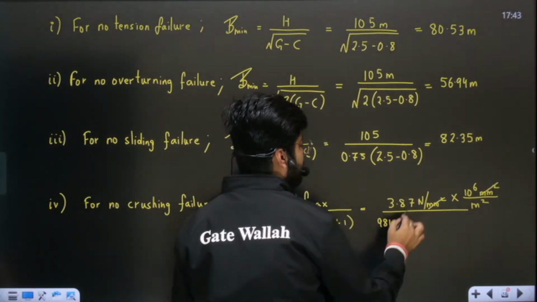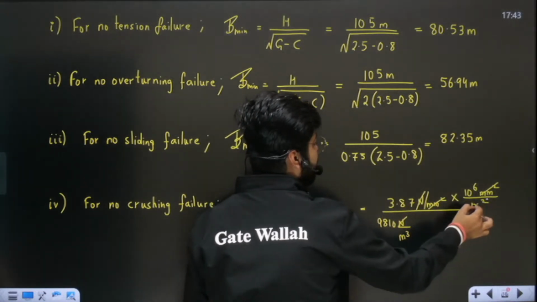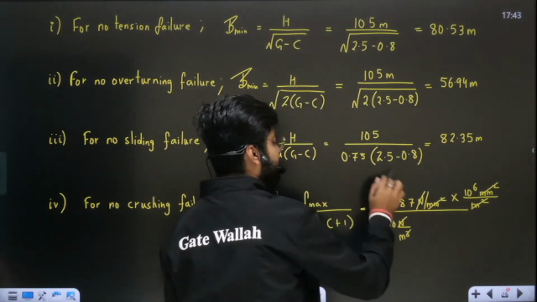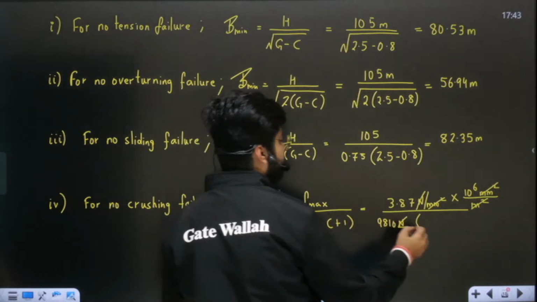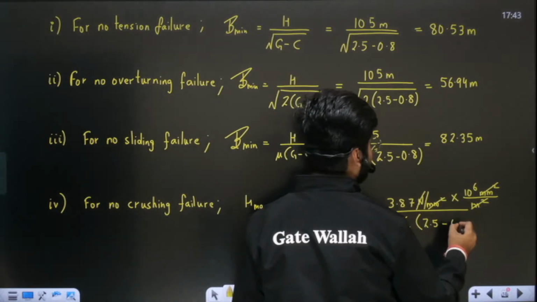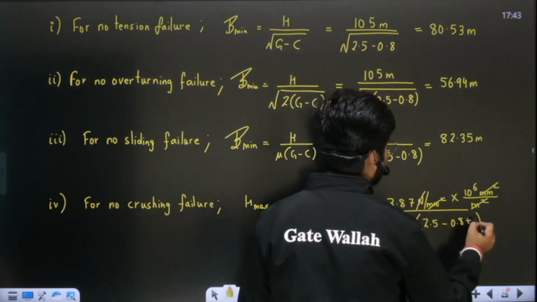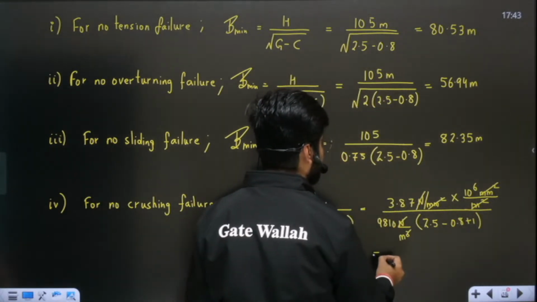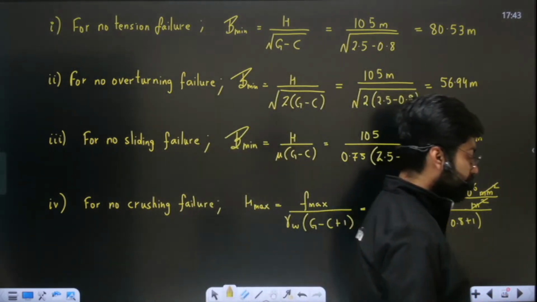Then this Newton will get cancelled. Meter square will get cancelled from here and the answer will be in meters. G is 2.5, C is 0.8, plus 1. Okay. So how much maximum height are we getting here?